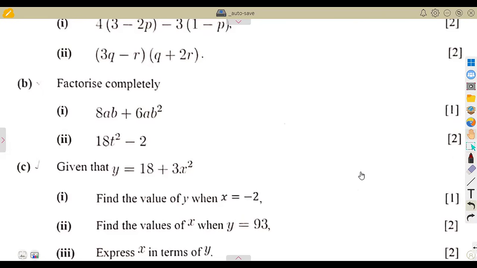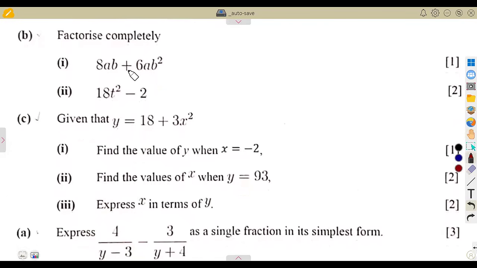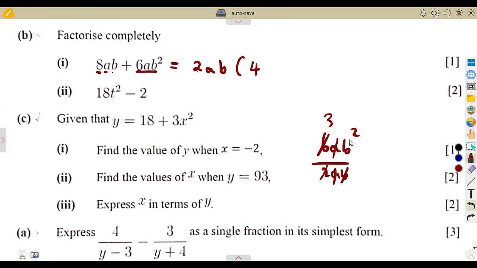Then consider b, factorize. There we just have to consider what is common. 8 and 6 can factor out 2. That is the common factor. Then we've got ab and ab squared. We're going to have b, which is the one with the smallest power. Then we divide 8 by 2. That is going to be 4. a and b cancel. 6ab squared, this time divided by 2ab, what are you going to have? That's a 3. a and a cancel. This and this was going to be b. So it was going to be 3b.